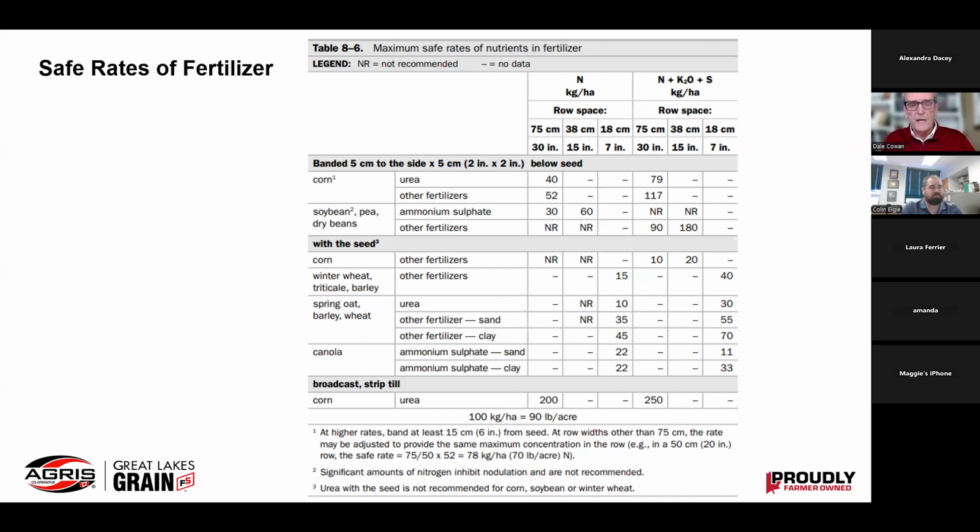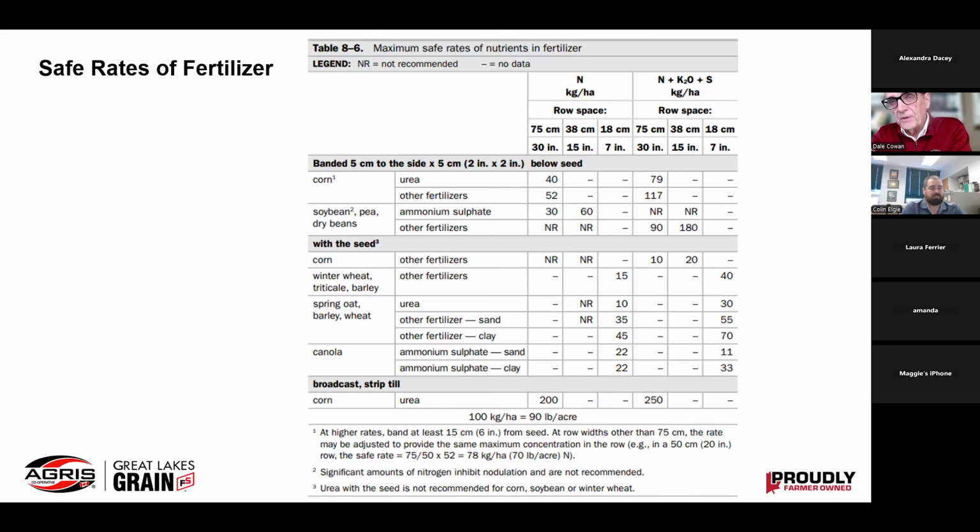At the very bottom line is the broadcast and/or strip till. I know that Ben Rosser is working on a strip till project. I think he's finishing his second year up, so we'll wait to see what those results are. But about 250 kilograms per hectare is the maximum amount of N plus K plus S you want to put in a strip till. That's a guideline.